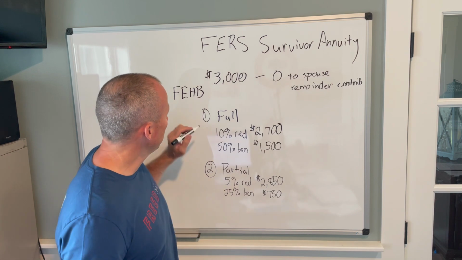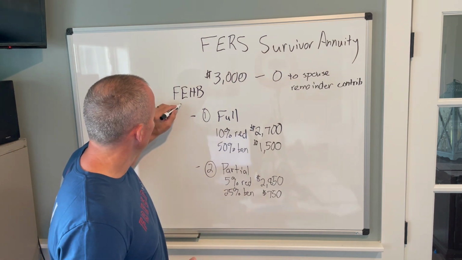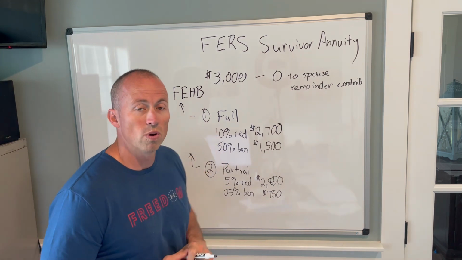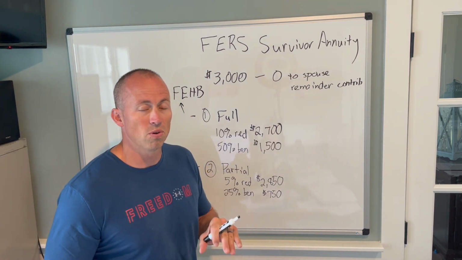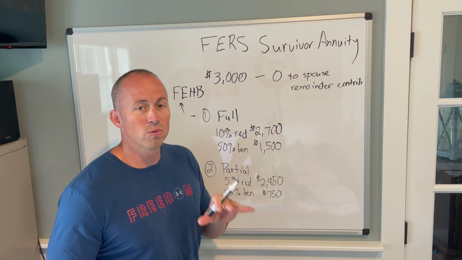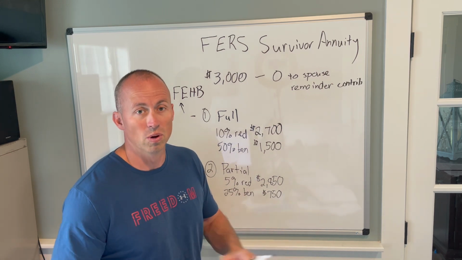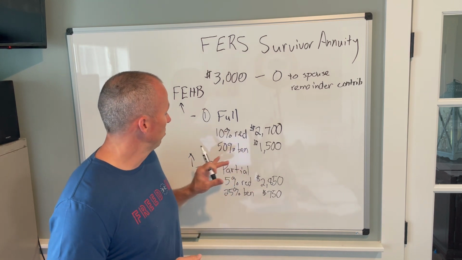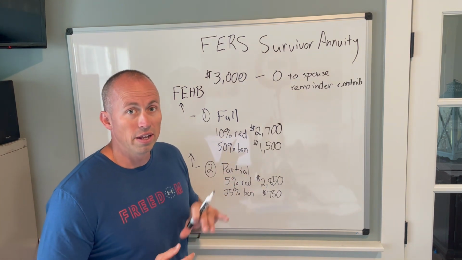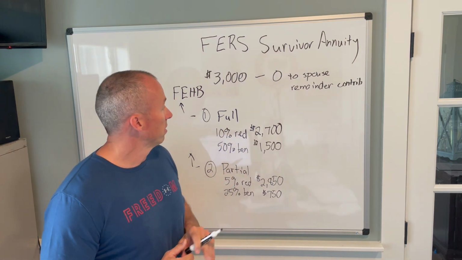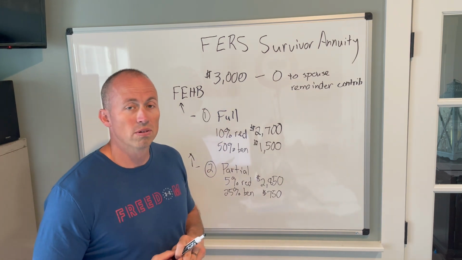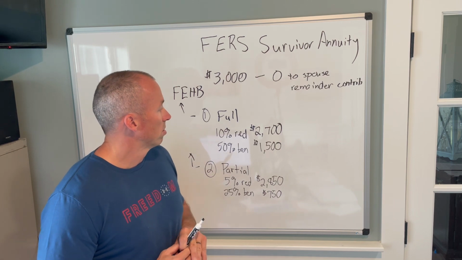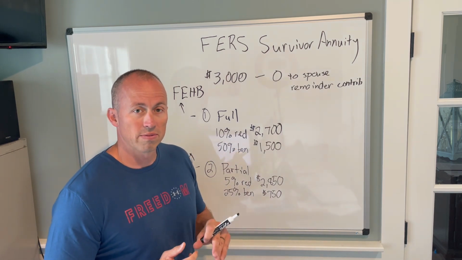Okay, the key to each of these is this: if you choose either one, as long as you choose a survivor annuity, your spouse can continue your federal health benefits, all right? If you do not choose one of these and you die before your spouse, then your spouse cannot continue FEHB. Now, a couple other things with your survivor annuity.